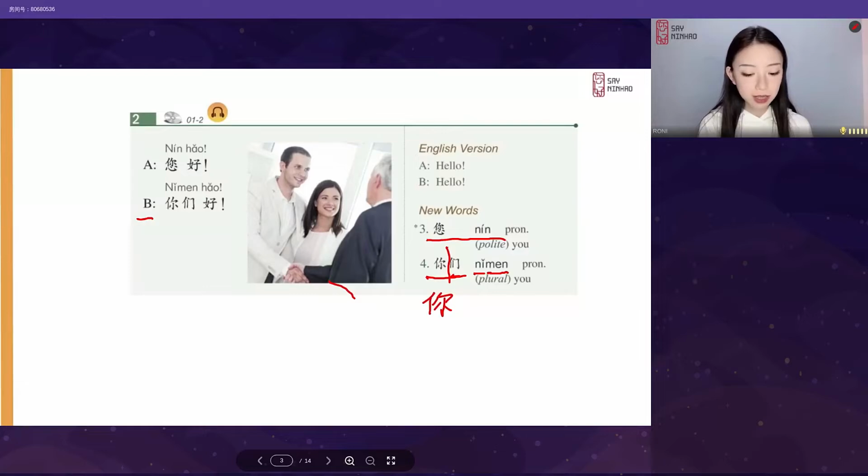Okay, let's see. First, 您好. In here, we can see the polite you, right? 您 is the respectful way to say you. 您好. And we can see in this picture, there are 3 people, a couple and an old man. Old man, we can see his hair is white.